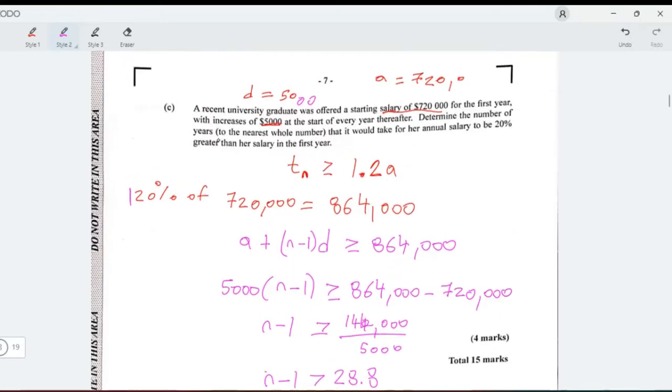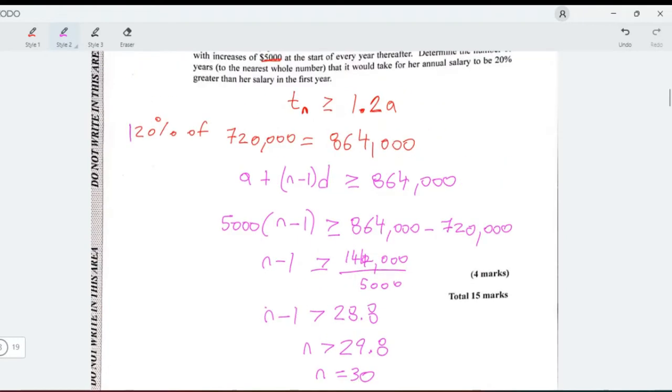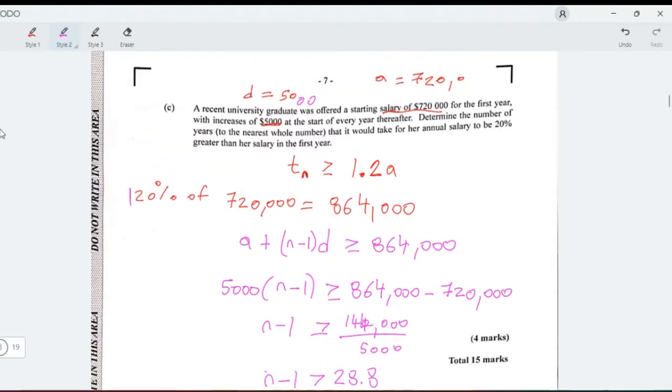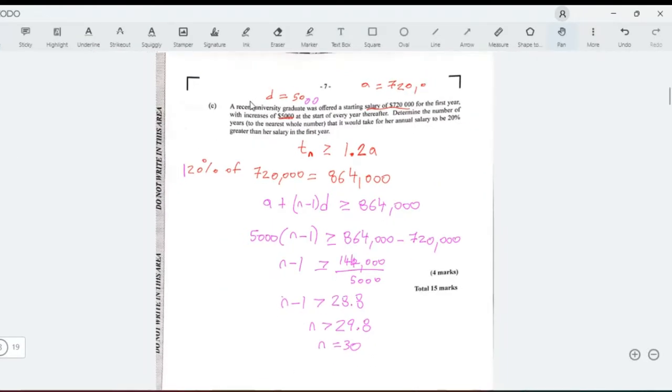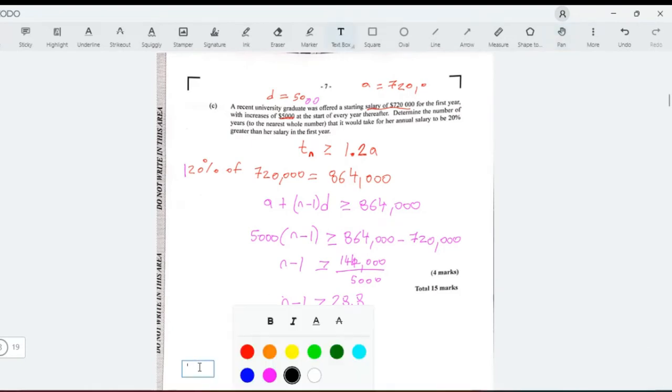To determine the number of years, it would take 30 years. Imagine 30 years for a 20% increase in salary. That is crazy. So you can tell them it will take a whole 30 years for a 20% salary increase.